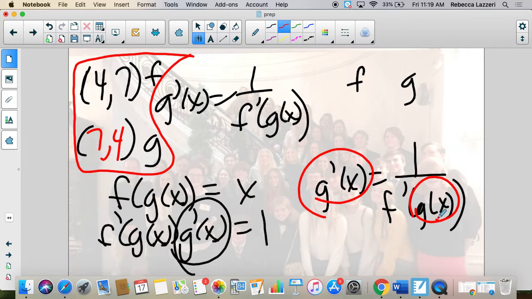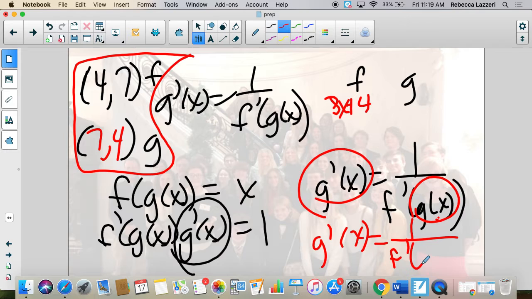If f was 3x plus 4, and I know I want the derivative of g prime of whatever number I put in there, it wouldn't have mattered since it was a line. g prime of x would have been 1 over f prime of g of x. But what is f prime in this case? It's just 3. You never even get to that. It's a constant. It's just 1/3. If y'all remember, I got that on the last slide. So it's 1 over 3, and there was no x. There was nothing to fill in.